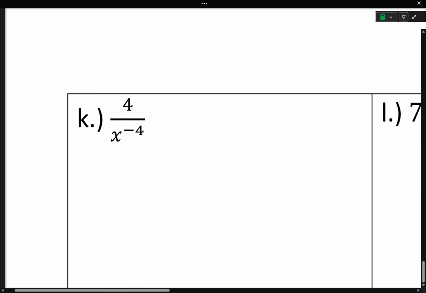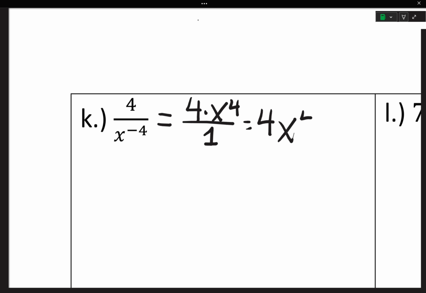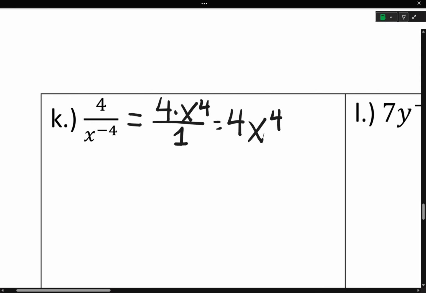Letter K. 4 does not have a negative exponent, so it stays up top. X to the power of 4 goes up with it. And really, we can rewrite this as 4 times x to the 4th.